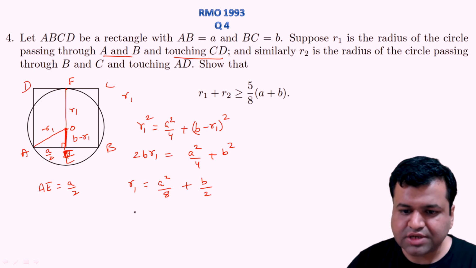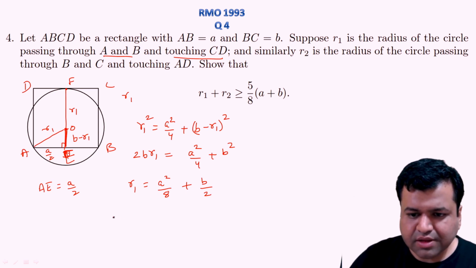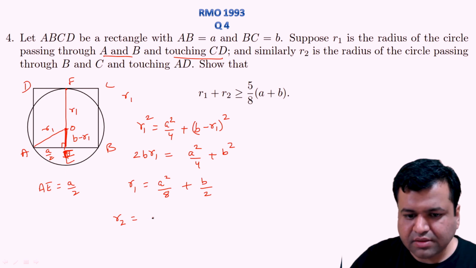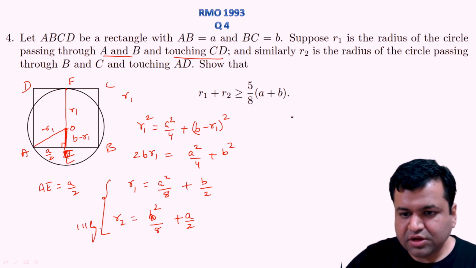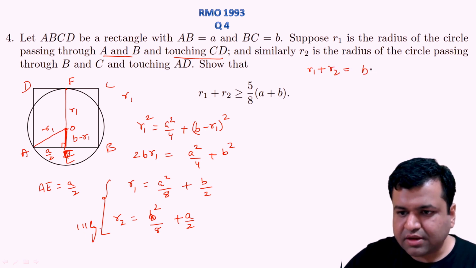This is R1, right? By the same logic, R2 will be nothing but B square by 8 by symmetry, plus A by 2, right? So these are the values of R1 and R2. R1 we have solved, similarly R2 will be this thing. So what will be R1 plus R2? R1 plus R2 is simply B by 2 plus A by 2, right?